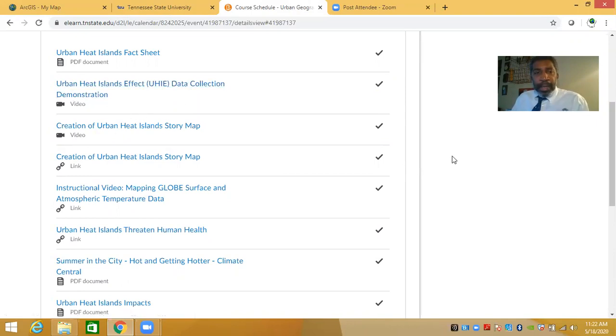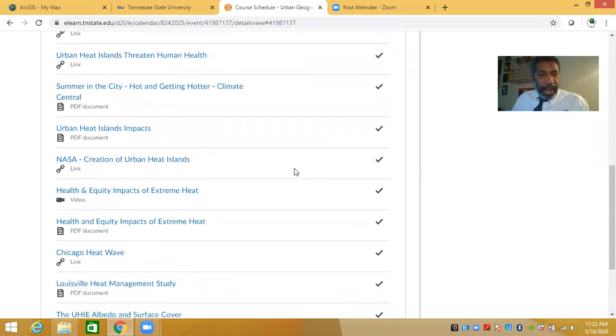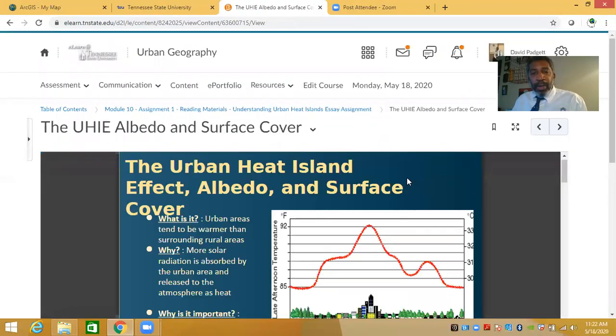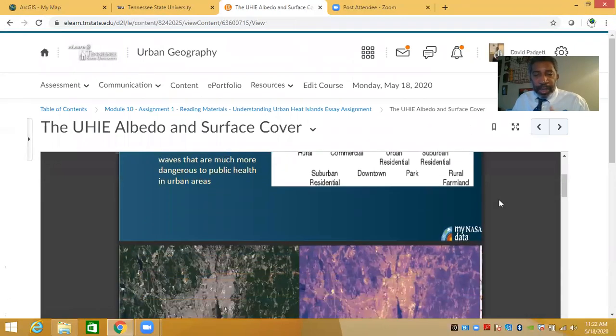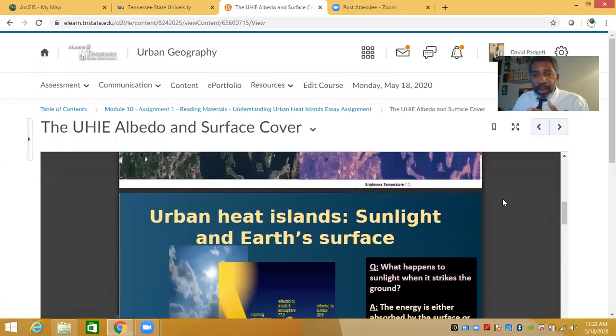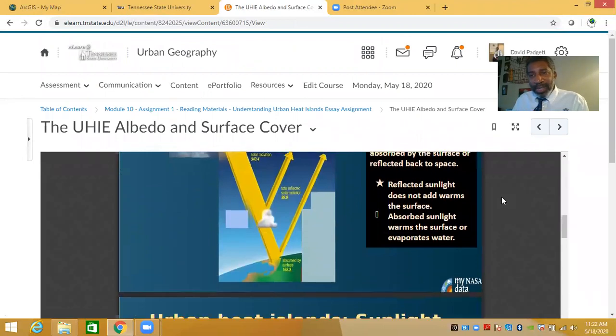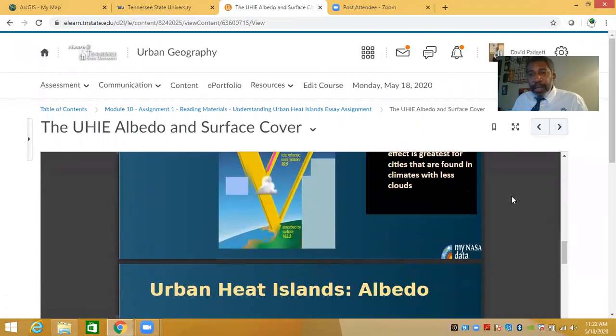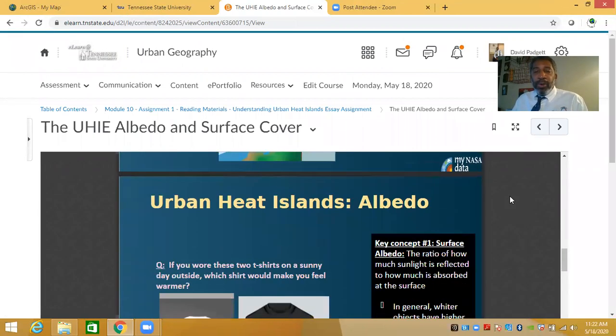Now, for the essay portion of the assignment, this Urban Heat Islands albedo and surface cover presentation is a really good presentation for you to look at in terms of really understanding what we're trying to get at in terms of data, atmospheric science, and so on as it relates to cities. Essentially, when the data are collected outside, the main term is albedo.